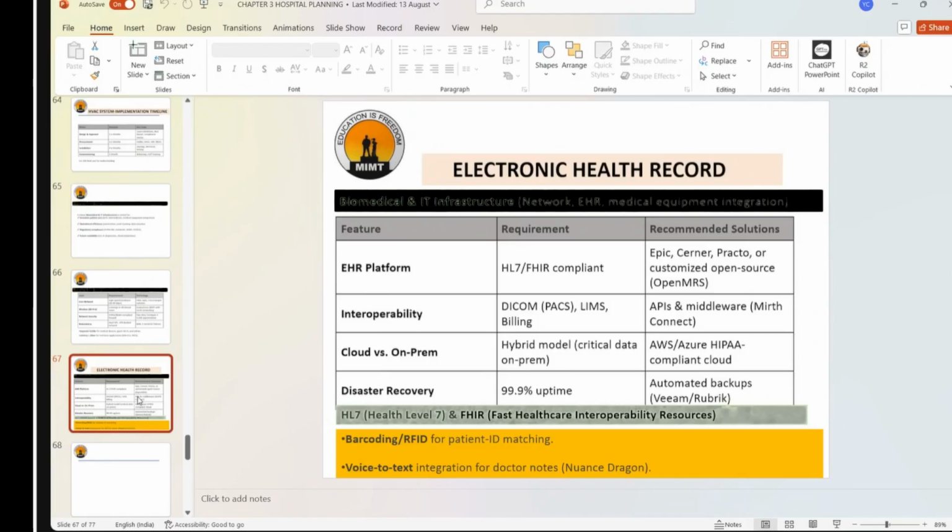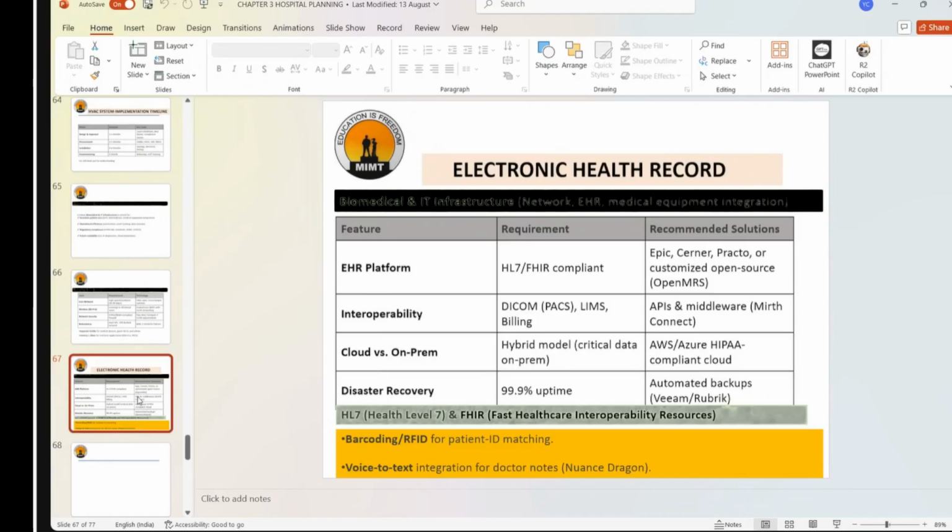Disaster recovery, that you have to ensure, because sometimes the whole system may collapse or something like that, so you have to see how to maintain it. And this HL7, which is Health Level 7, you must read what it is. FHIR, Fast Healthcare Interoperability Resources, it is also an interesting thing. Barcoding and RFID, radio frequency identification device, that is also now being utilized by many big hospitals for patient ID matching and all that, so that errors can be minimized in the hospital.